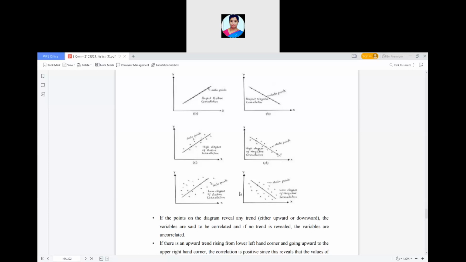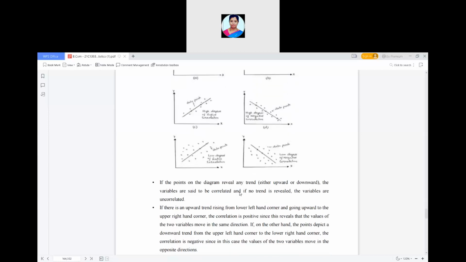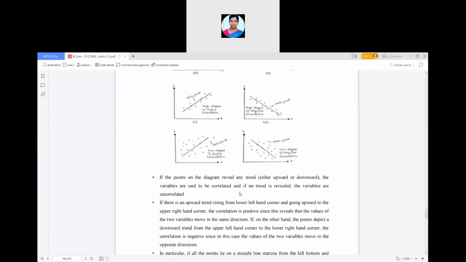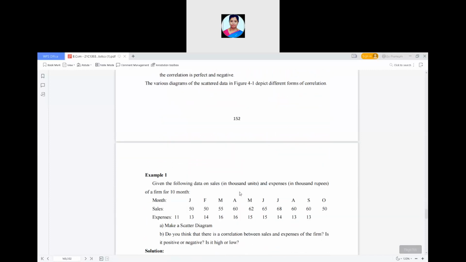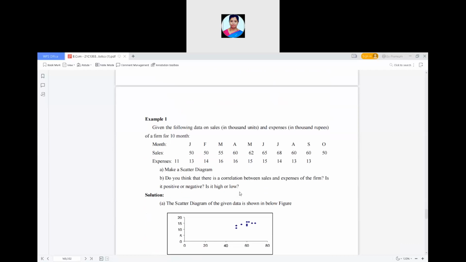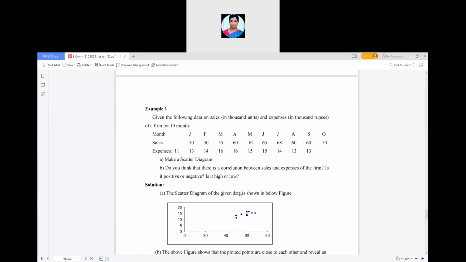And we can see the next diagram. So here the points are falling from the upper left hand corner to the lower right hand corner. So here we can say that this will be a low degree of negative correlation. So these are the types of scatter diagram we have. We can see an example under that.